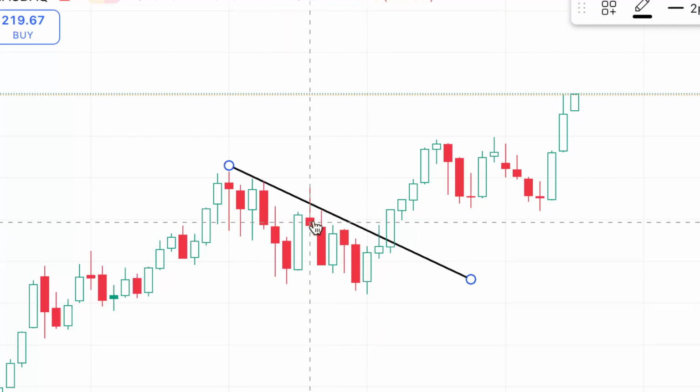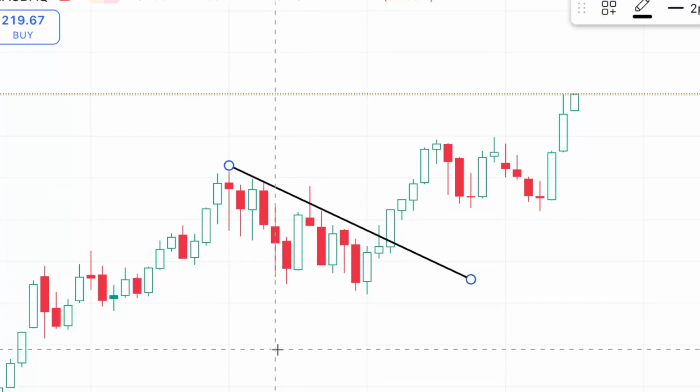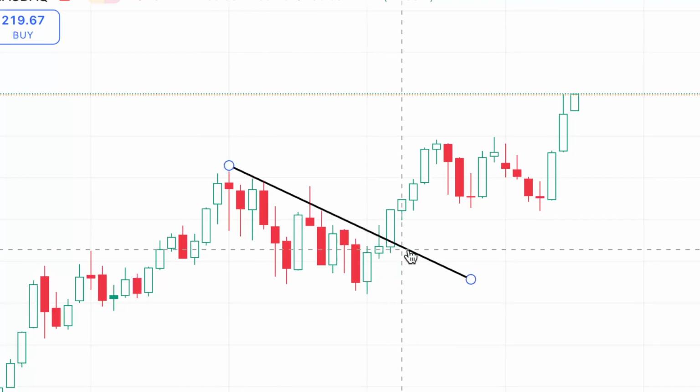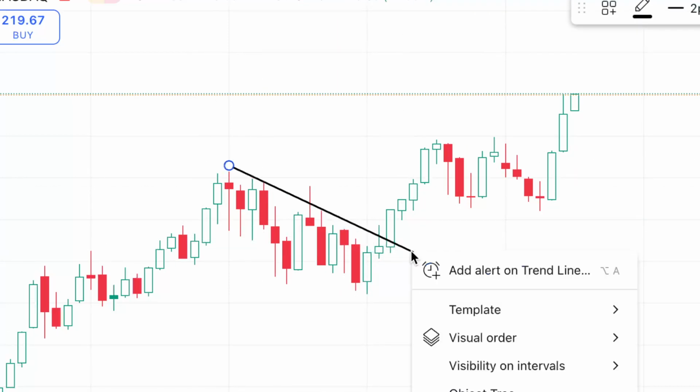Then we've got this one. So we did get a breakout, but that was a fake out and it reversed. So what you can do when you have the trend line set like this is you can actually right click on it and add an alert to the trend line. And you can put on there, jump into calls if we hold above, right?